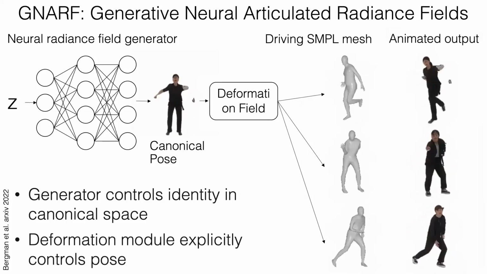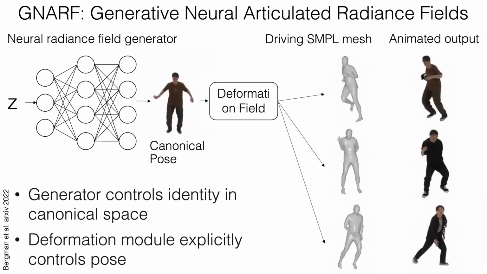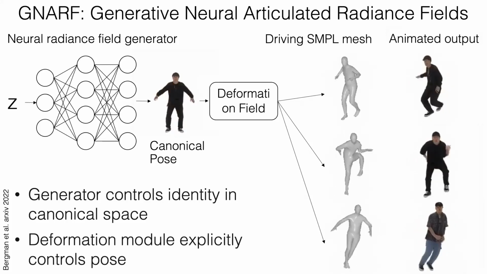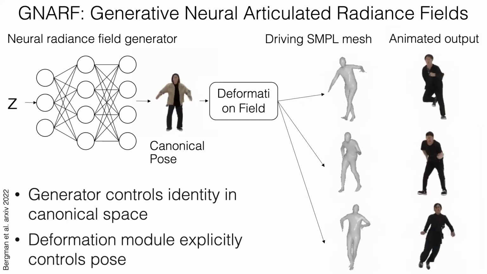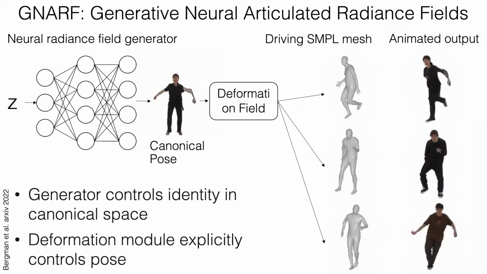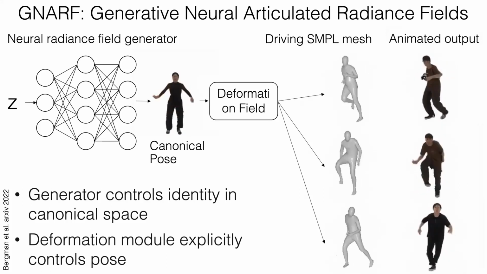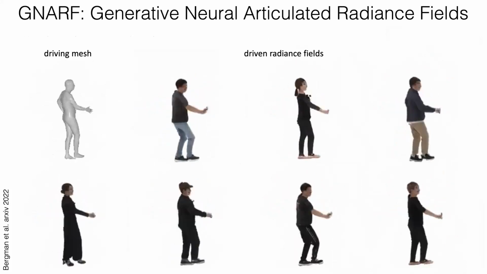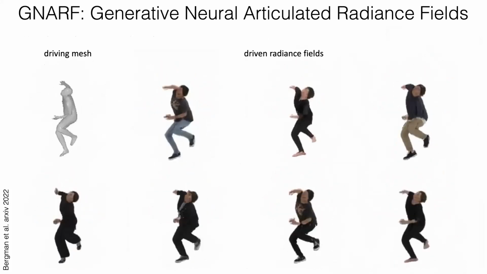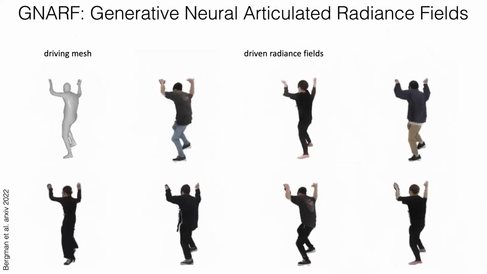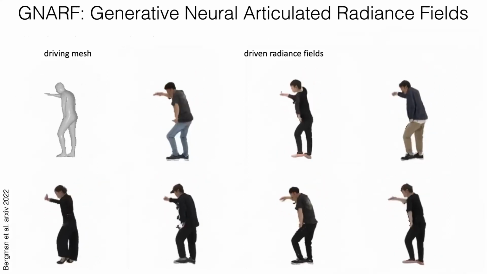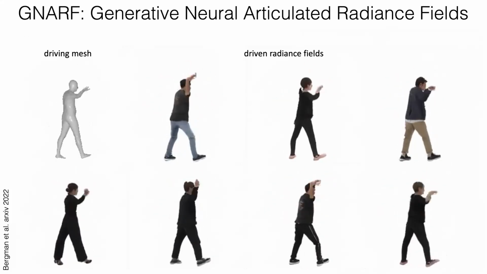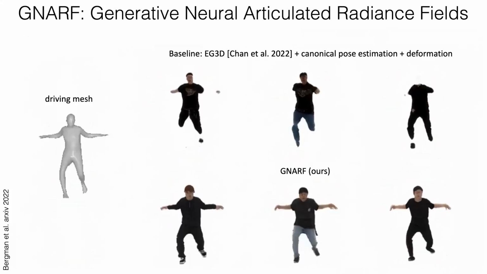It's not trying to learn it. It's just taking the radiance field and deforming it using recently explored techniques. And using that, you can generate different types of people, and then animate them or reanimate them in any way you like. This is pretty interesting. Here you can see a driving mesh on the upper left with multiple different identities that are all driven using this. So this is a first step towards, I would say, automatic avatar generation. And it'll be really interesting to see where this may take us.